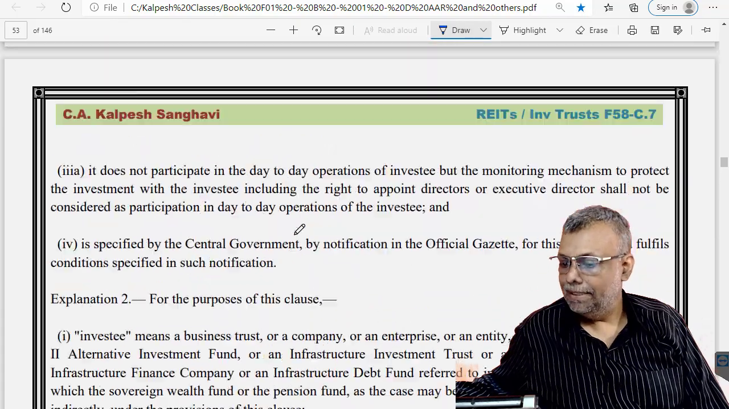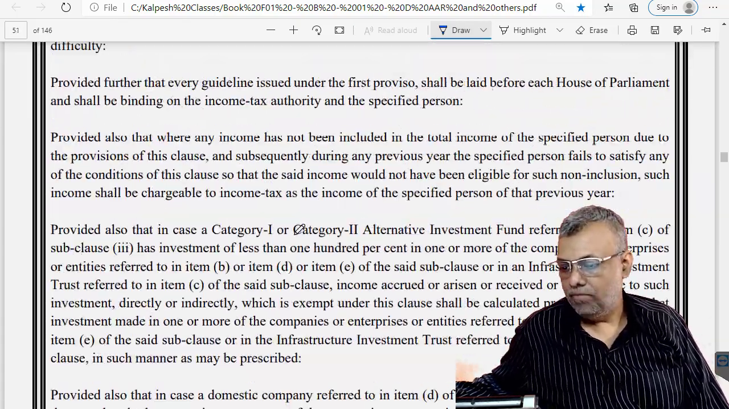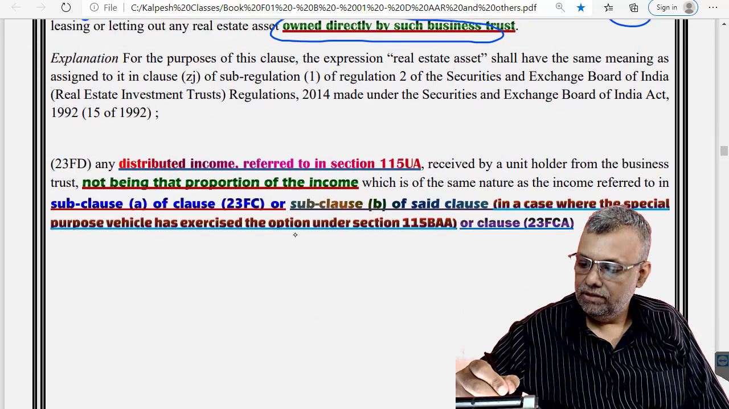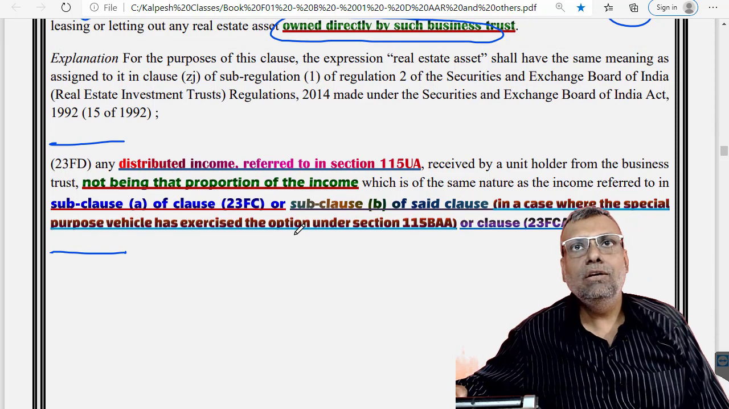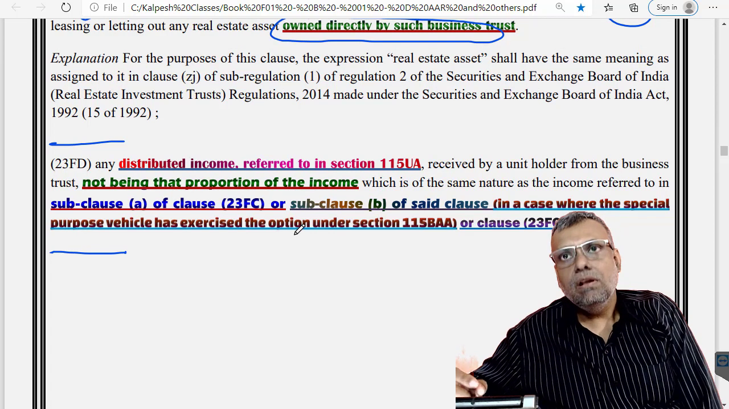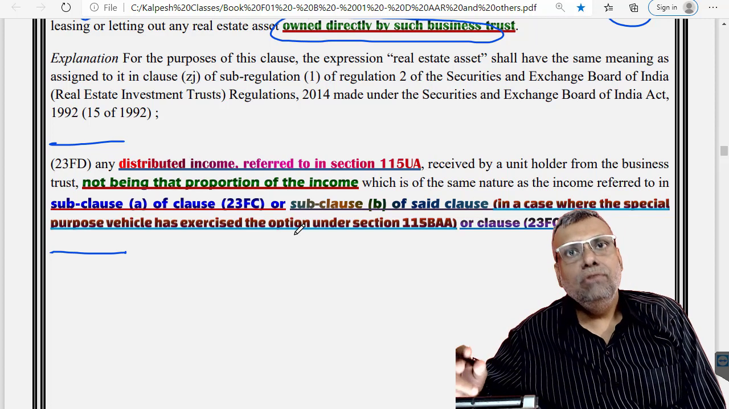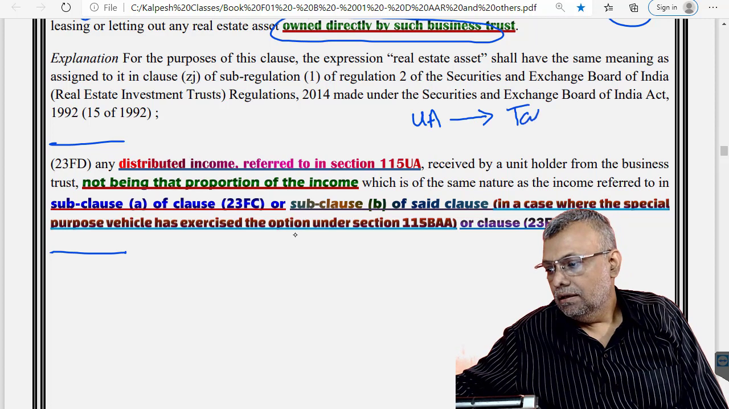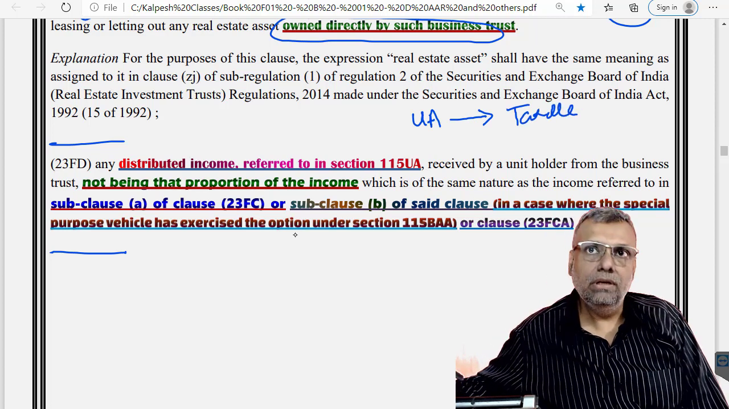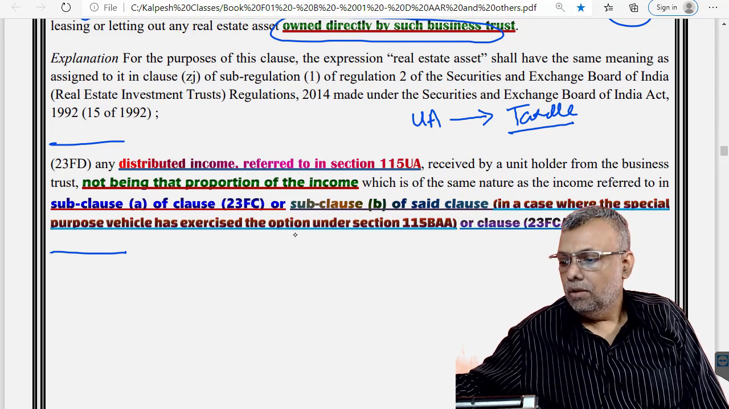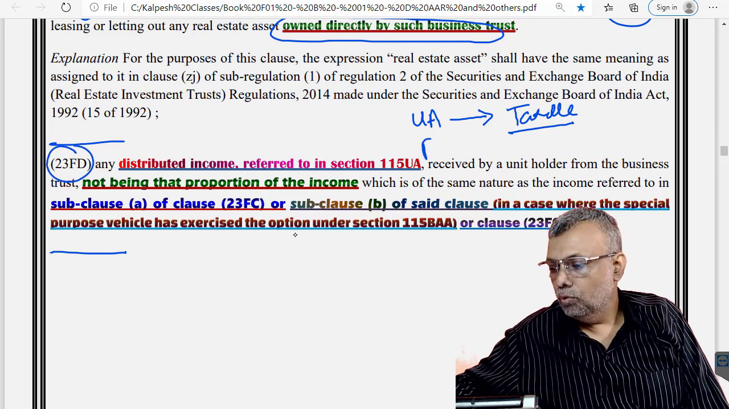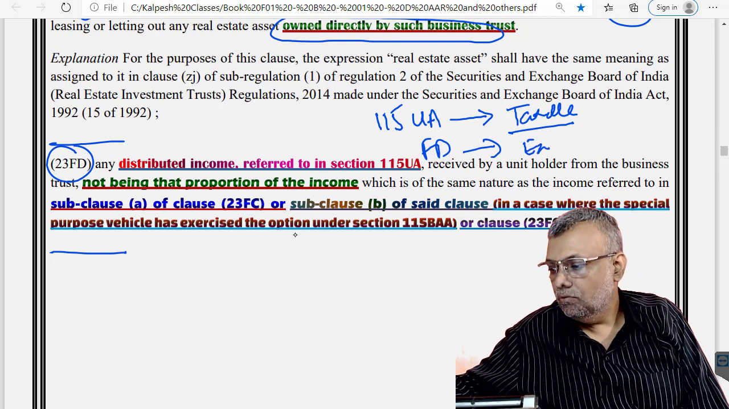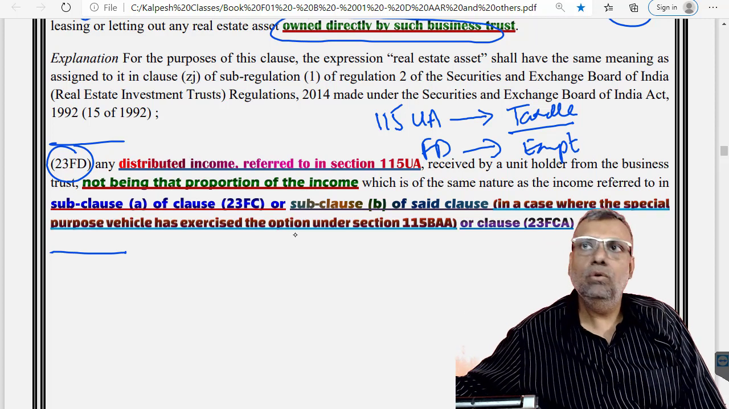But a complication. Now, see, come to these particular provisions. This point is really complicated, a little bit complicated. See, the 115UA provision already specified what will be taxable in the hands of the unit holder. The mirror image of that is the 10(23FD) provision. It says what will be exempt in the hands of the unit holder.